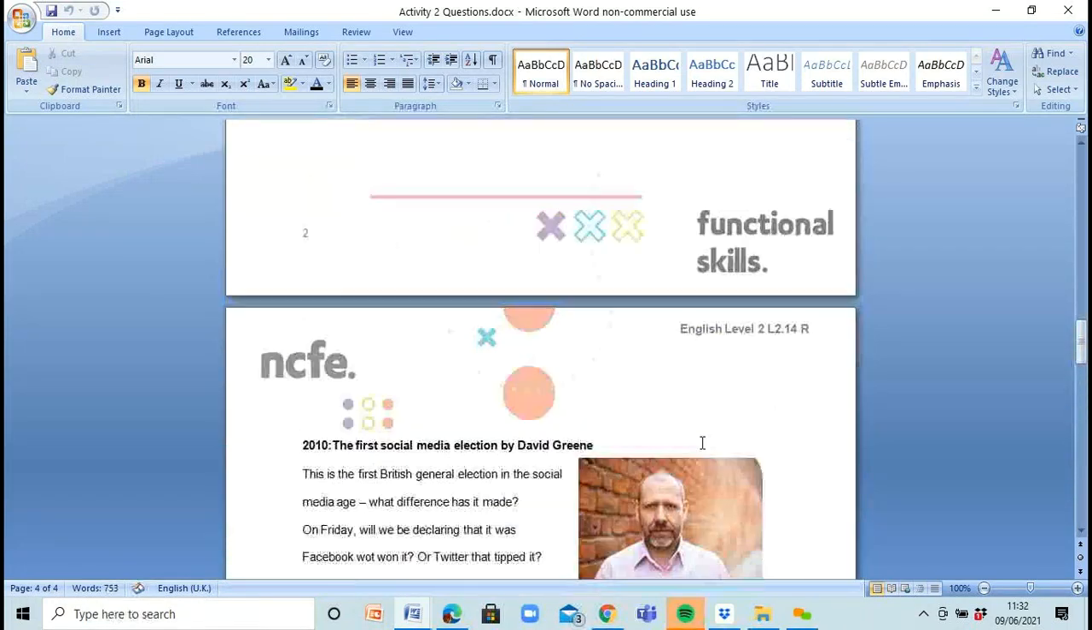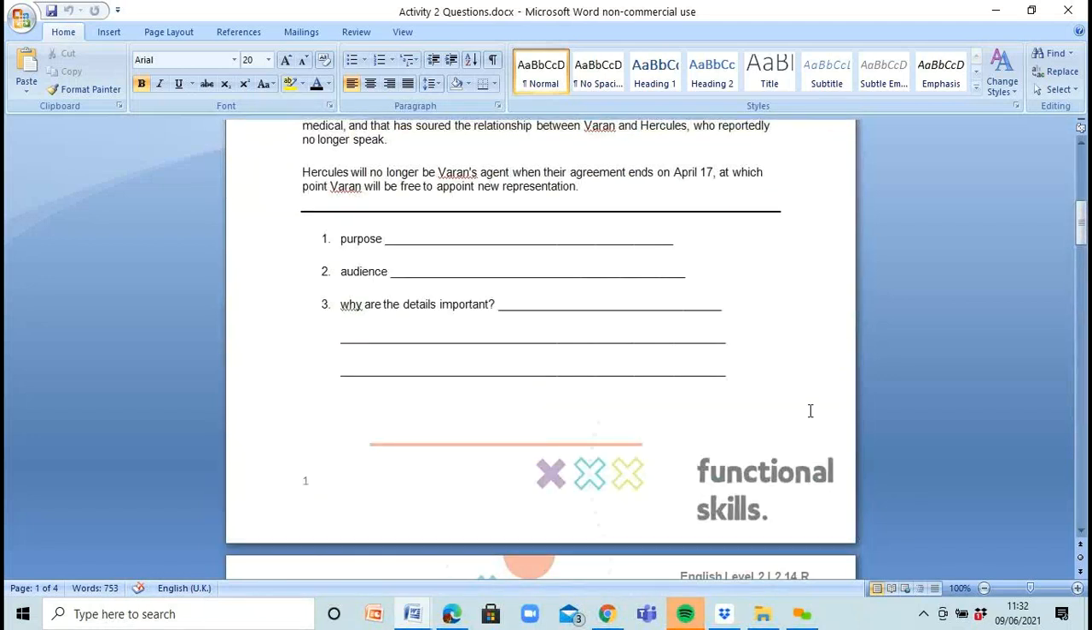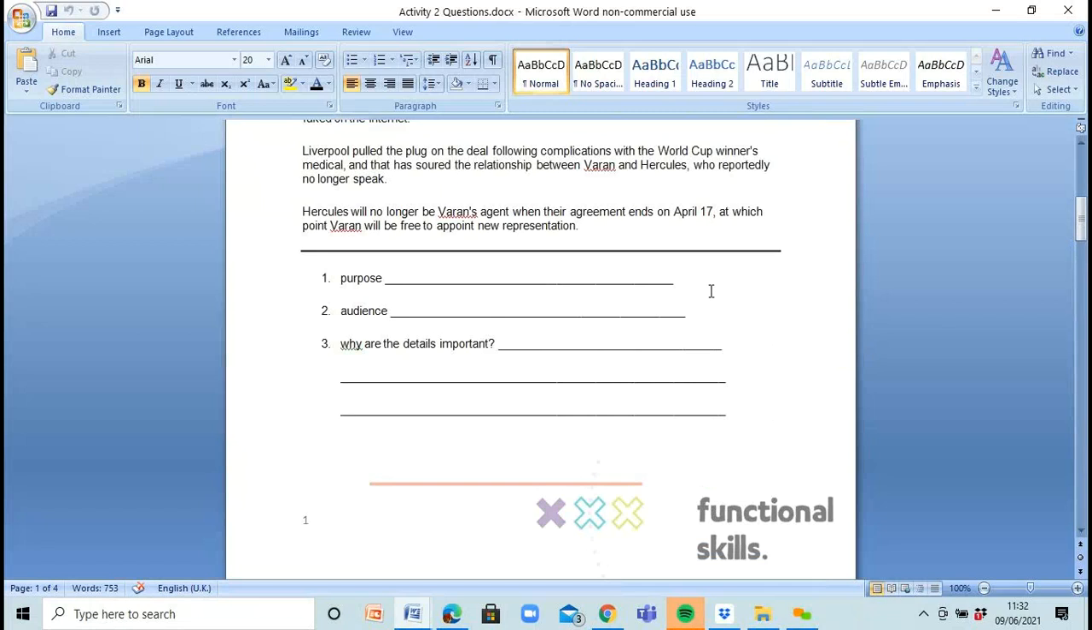Now, if you'll notice one thing over here, I'll give it a second for the screen to catch up for you. The first question just says purpose. You only need 1 or 2 words or a small sentence on here. Audience, a couple of words, just say who the audience is. It might just be 1 word, 2 words, or a small sentence. But when you get into 3, why are the details important? This bit here indicates that it needs to be a little bit more detailed. So make sure if you've got more than 1 line, that means it needs to be a nice sentence with a bit of detail in there.